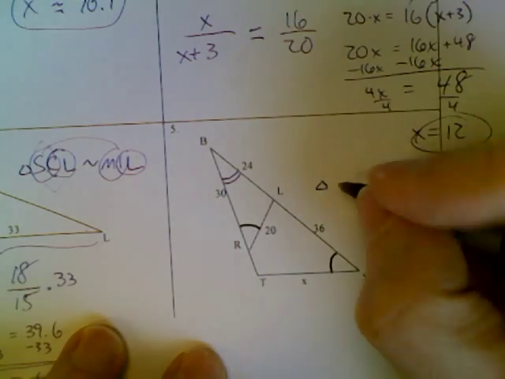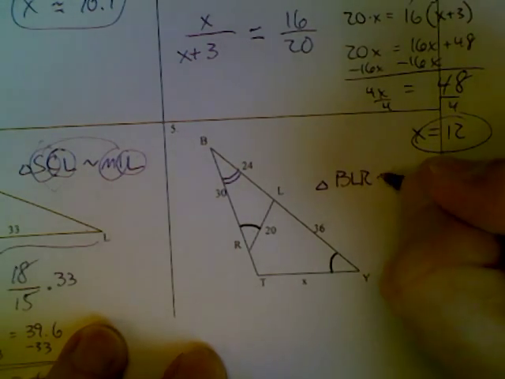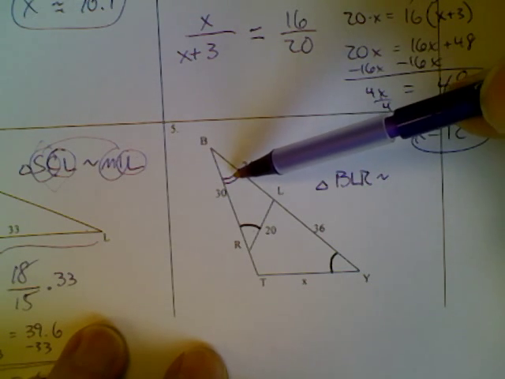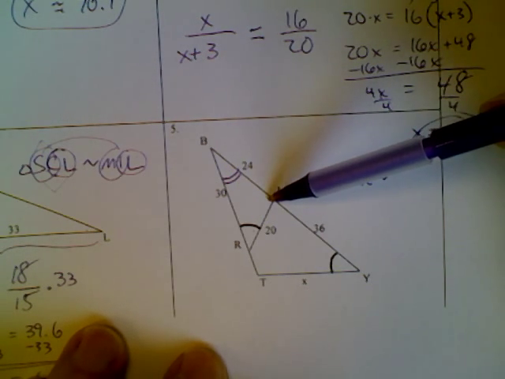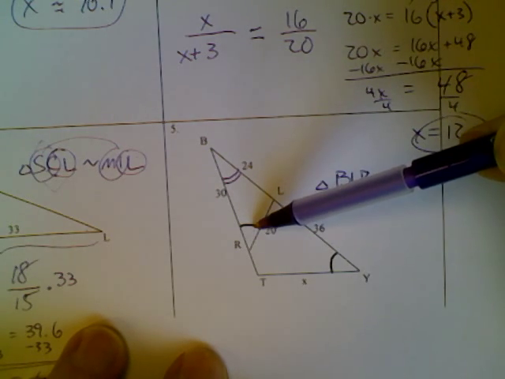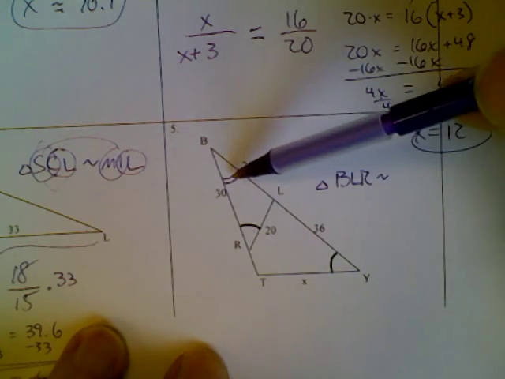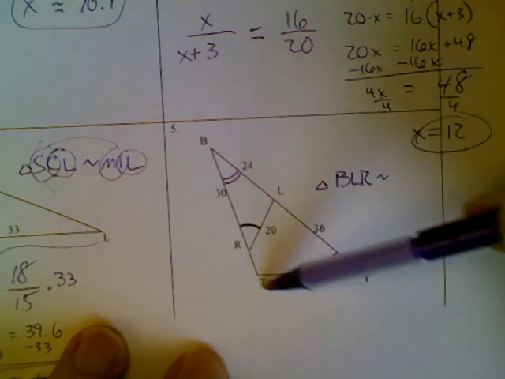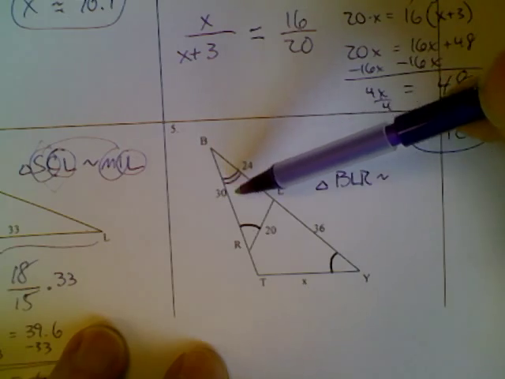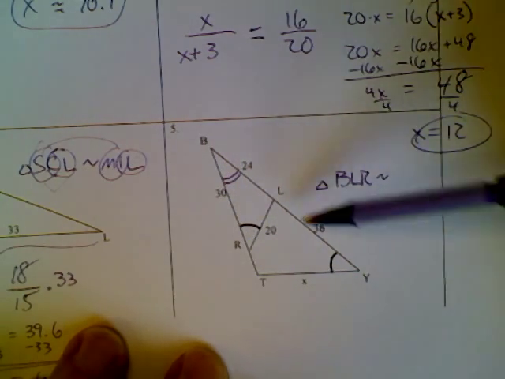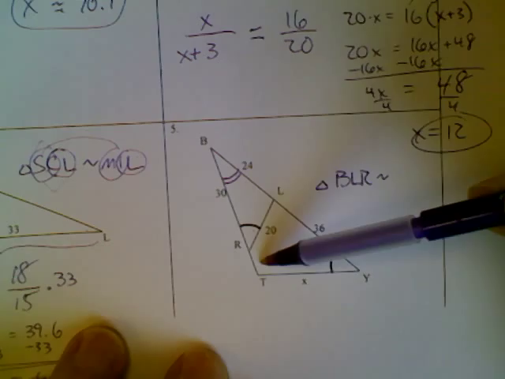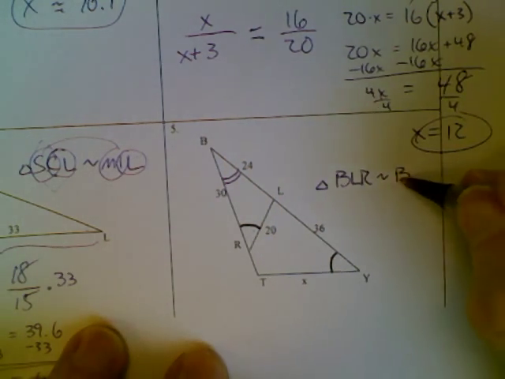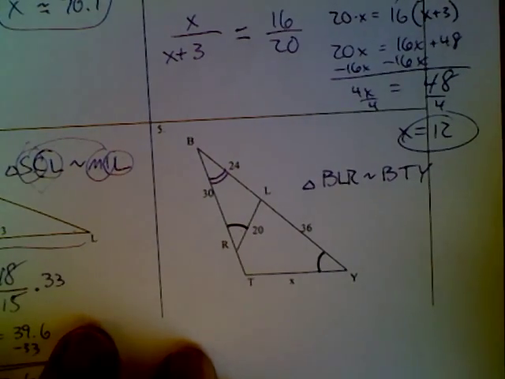I'm going to name the little triangle BLR, and that's similar to, so BLR I went double arc, no mark, single arc. So in the big triangle I've got to follow the same progression from a double to an empty to a single. Well, in the big triangle that would go from B to T to Y. There's your double mark, your empty, and your single. So B, T, Y.